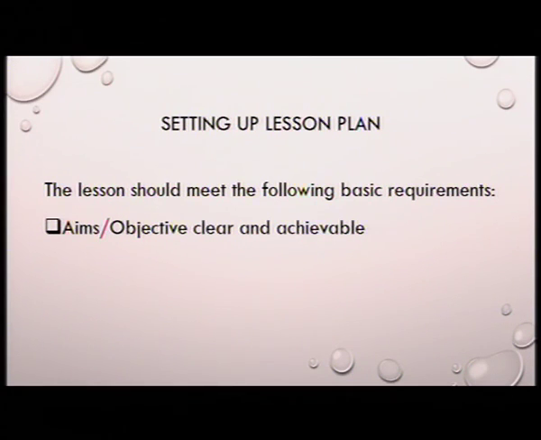For example, if you say at the end of the lesson, learners must be able to describe. At the end of the lesson, learners must be able to name. Or at the end of the lesson, learners must be able to count up to 100. That is measurable. You can measure and ask the learner, can you count up to 100? If that learner counts up to 100, then you know that your aim and objective is achieved for that lesson. But if you say to understand, how will you know that the learner understands?